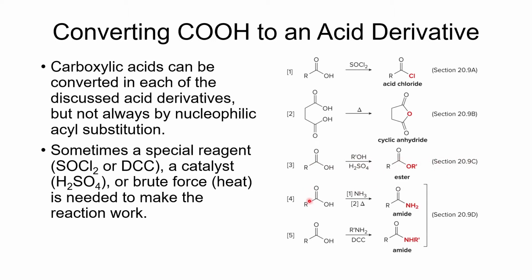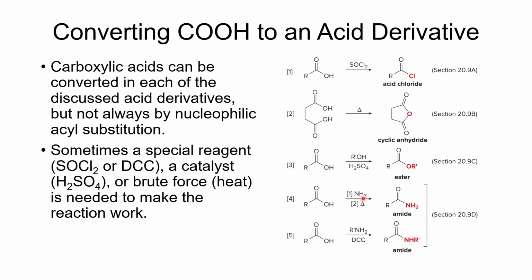And then it's possible to convert carboxylic acids into amides as long as we're willing to do one of two things: one, put a lot of heat into it, or two, use a special reagent called dicyclohexylcarbodiimide, or DCC. I will show that to you in a minute, so you don't have to have that memorized just yet. But you can make amides in both of these directions. They each have their advantages.